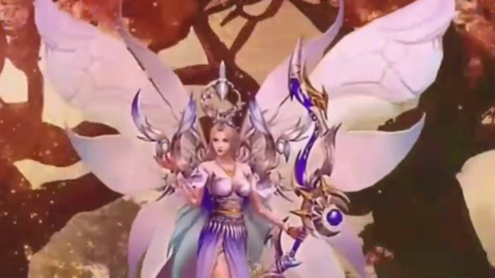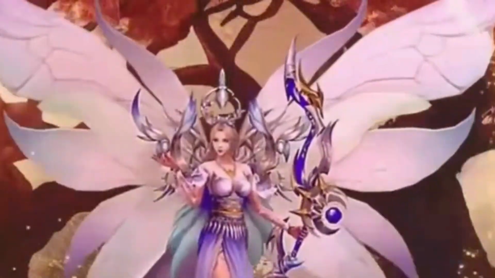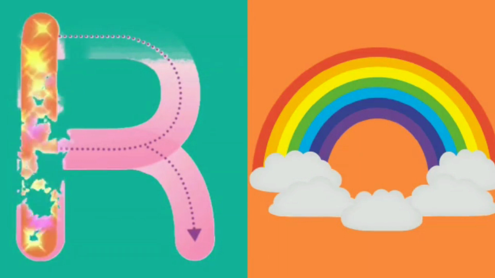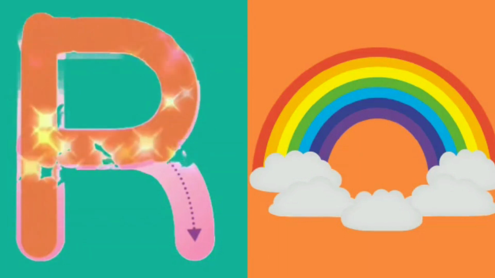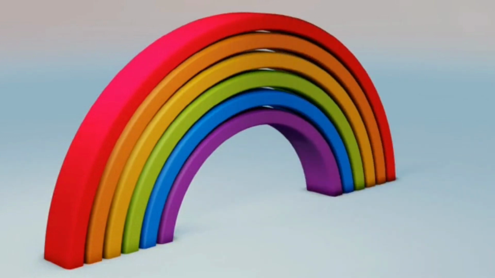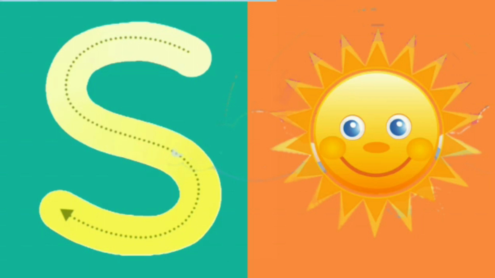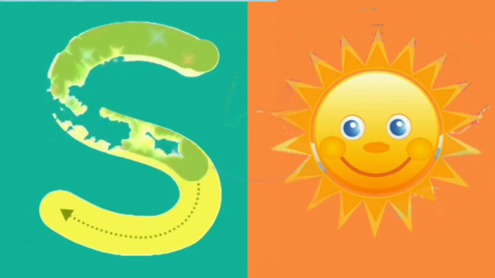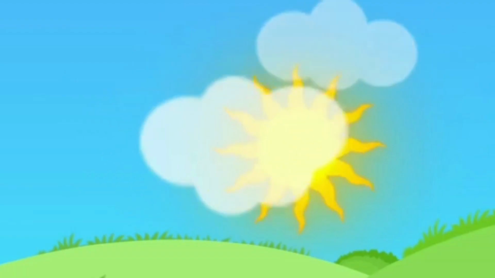Queen. R. R is for rainbow. Rainbow. S. S is for sun.